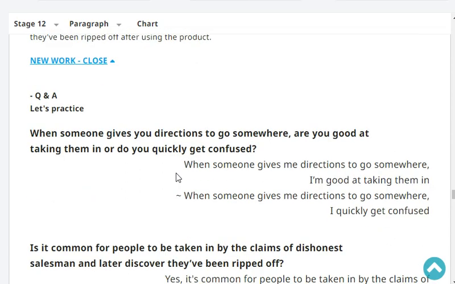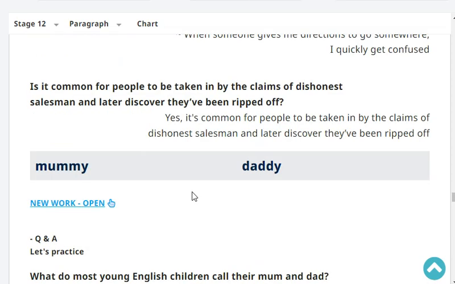When someone gives you directions to go somewhere, are you good at taking them in or do you quickly get confused? When someone gives me directions to go somewhere, I'm good at taking them in. I am good at taking them in. Very good.